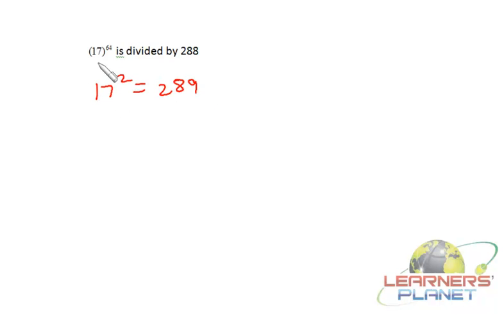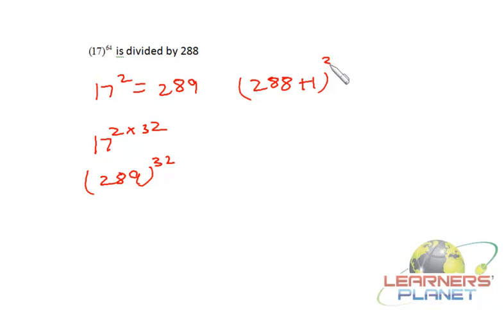So let's convert 17 raised to 64 in terms of 289. So it will be 17 raised to 2 into 32, that is 289 raised to 32. Now I have to divide 289 raised to 32 by 288 and I have to find out the remainder. So 289 raised to 32 can be written as (288 plus 1) raised to 32. So the remainder will be 1 raised to 32. So the remainder will be 1 only.